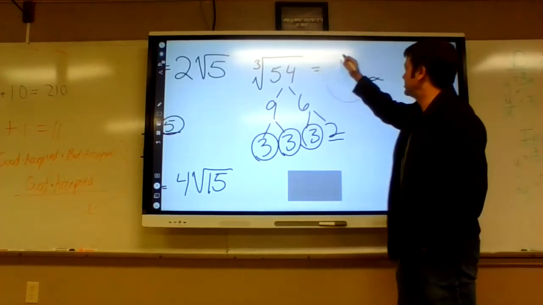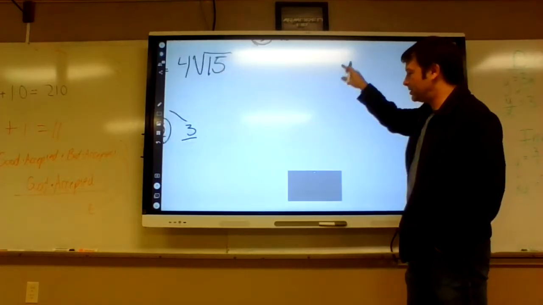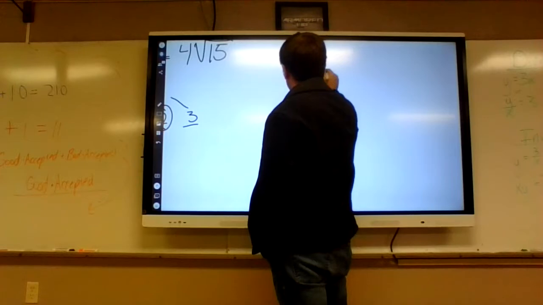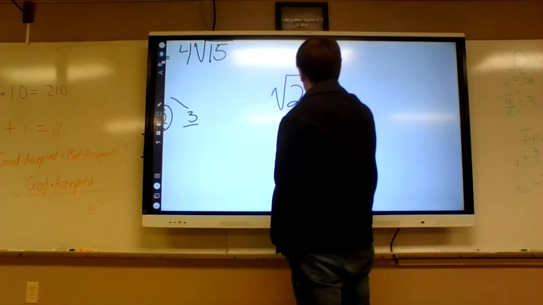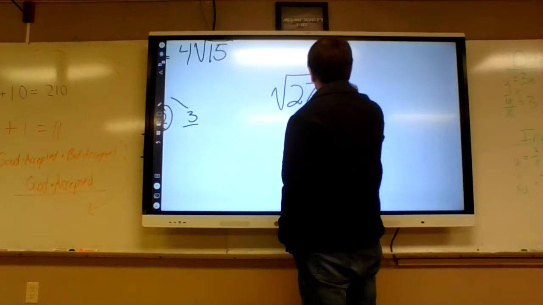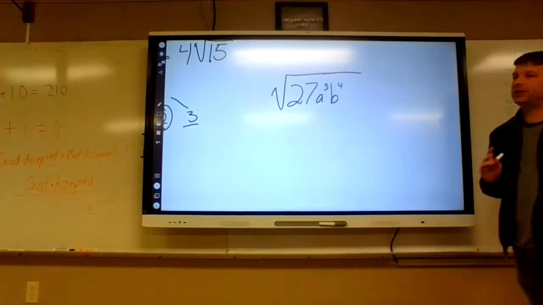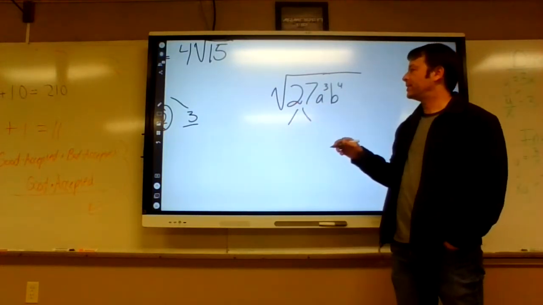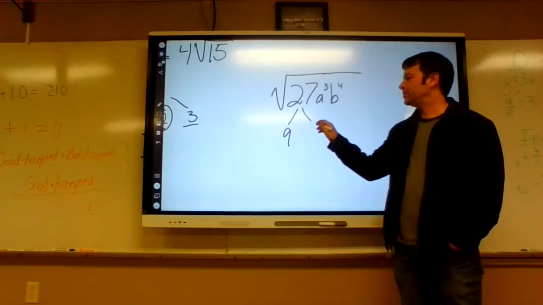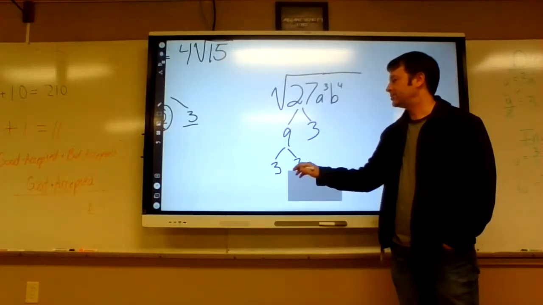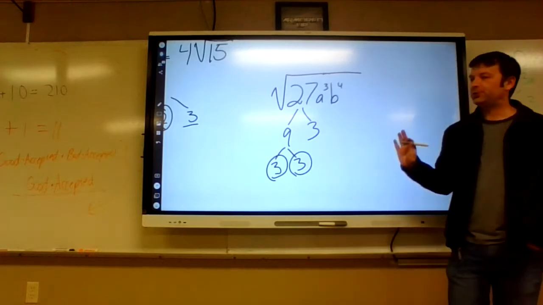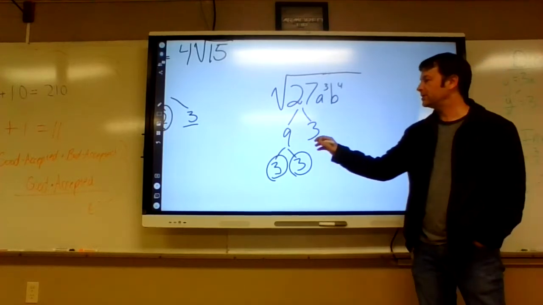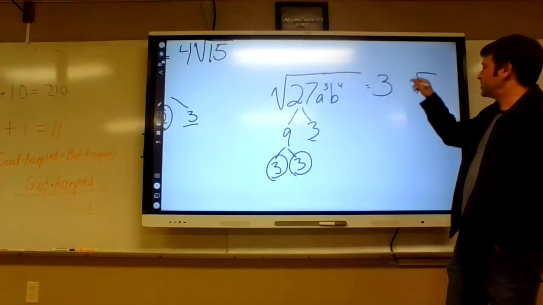Okay, I skipped the letters, so I need to go back and do the letters. So let's do the square root of 27a cubed, beautiful. For the 27, the normal number, do normal stuff. You could do this part on your calculator, I guess. But 9 times 3, 3 times 3, so for the 27, it's 3 square root of 3. Got it? Okay. But I'm leaving space.